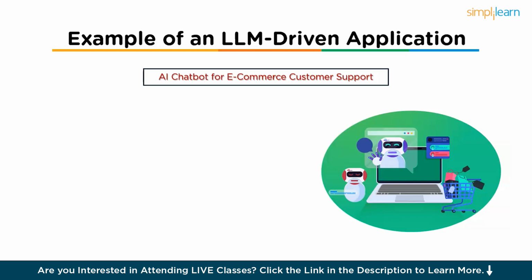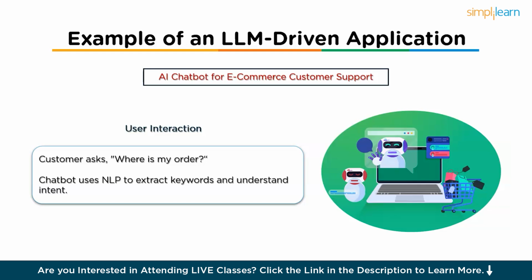This is an example of an AI-powered customer support chatbot for an e-commerce company. When a customer visits the company's website and asks, "Where is my order?" the chatbot must understand the intent behind the query. So it first uses natural language processing, or NLP, techniques to extract the main keywords and determine that the customer is requesting order tracking information.